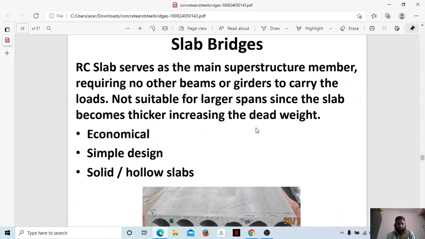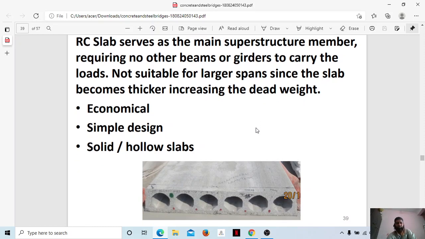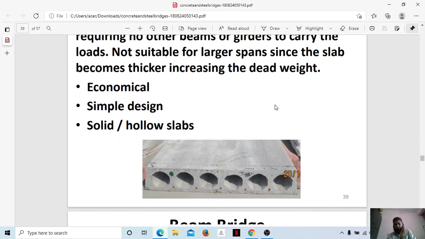In slab bridges, the RC slab serves as the main superstructure member, requiring no other beams or girders to carry the loads. You can see it is so thick, so it doesn't require other beams or girders. It is not suitable for larger spans since the slab becomes thicker, increasing the dead weight. So it has very high self weight and is not good for larger spans. It is economical, with a simple design of solid or hollow slabs, and very easy, but still can't be used for larger spans.